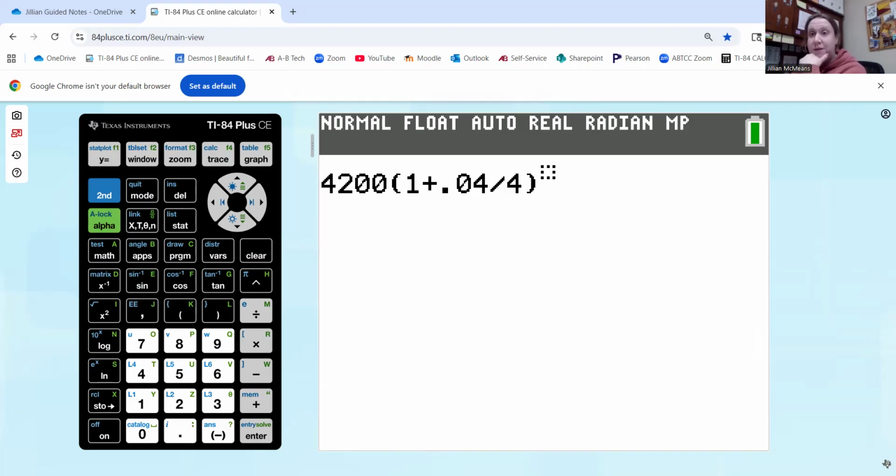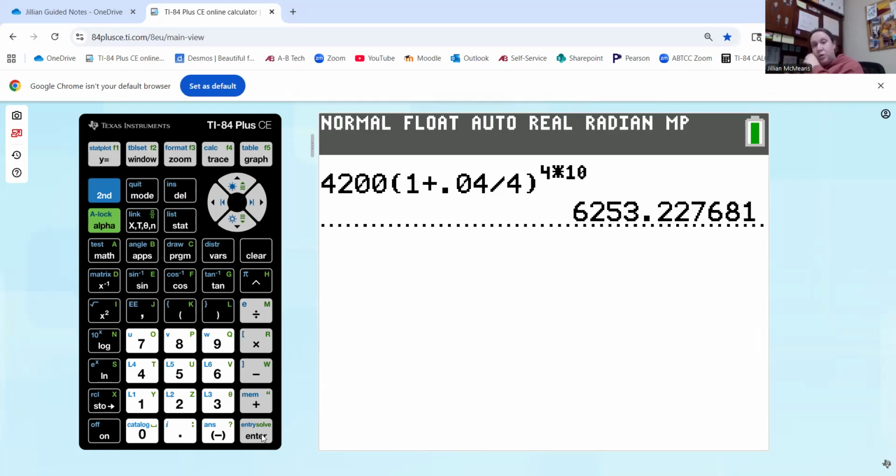And we need N times T. N was 4 and T was 10. You could certainly just type in 40 here. I usually just type the numbers in all at once, but you could just do 4 times 10. Sometimes it's not easy mental math, but in this case it is. All right, so we have 4,200 times 1 plus 0.04 divided by 4 raised to the 4 times 10 or 40th power. And we always round 2 decimal places unless we are told otherwise. And we want to round mathematically unless we're finding P. So here we're going to round mathematically.